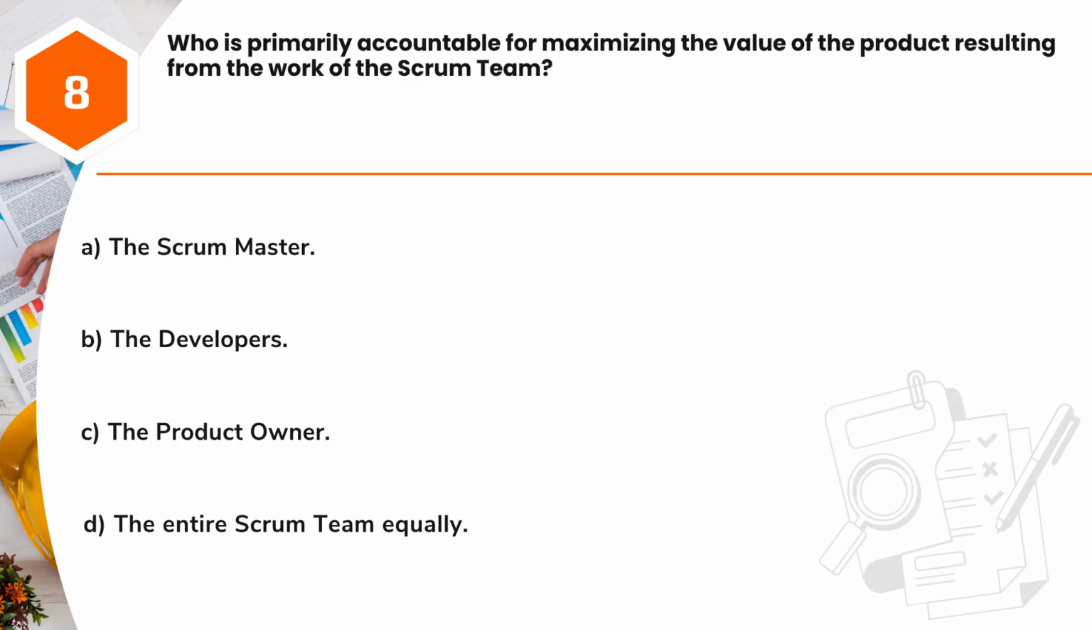Question 8. Who is primarily accountable for maximizing the value of the product resulting from the work of the Scrum team? A. The Scrum Master. B. The developers. C. The product owner. D. The entire Scrum team equally.